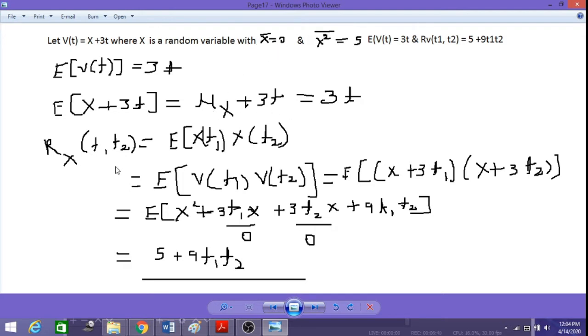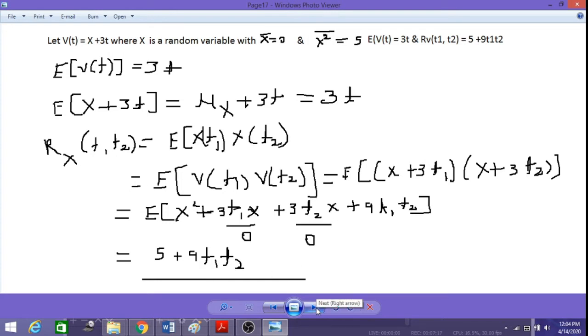So we finally get 3t. When we apply the autocorrelation function for two time instants t1 and t2, it is the expectation of v(t1) with v(t2). We substitute v with respect to t1 and t2 and open up the bracket. The expectation of x is the mean of x, which is 0, so those terms also become 0. Finally we get only the term 5 plus 9 t1 into t2. That is what was asked to prove, and we have shown that.